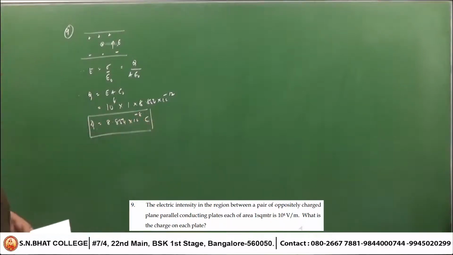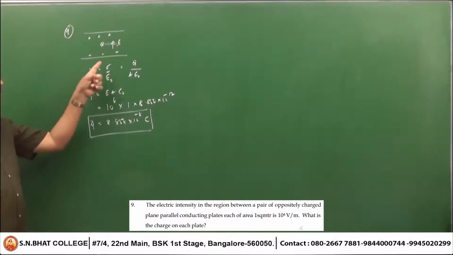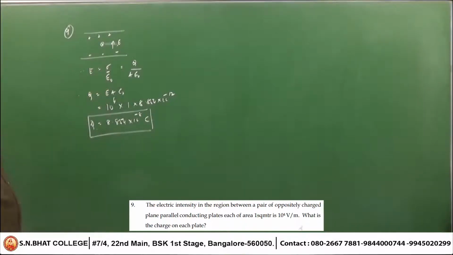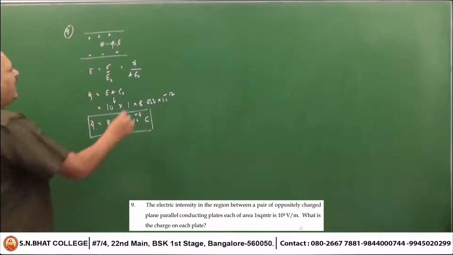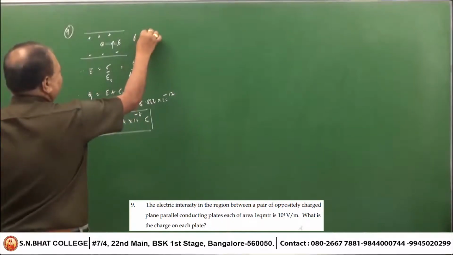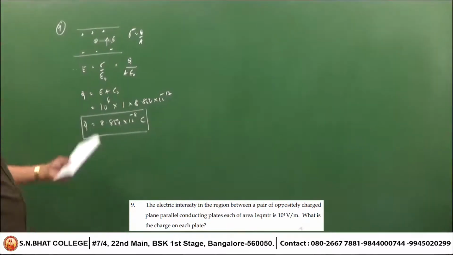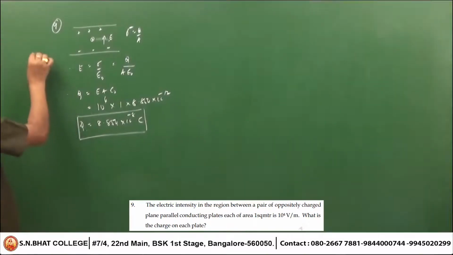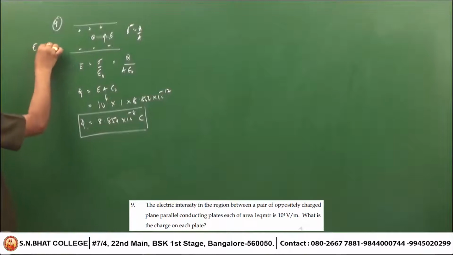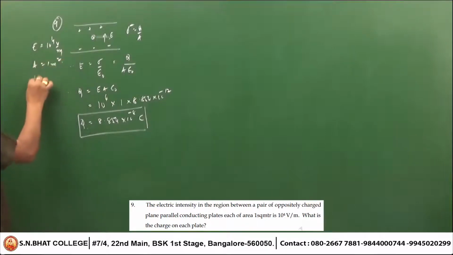That's the charge on each plate. Okay, remember this well. The electric field between a pair of oppositely charged plates is equal to so much, and you know that the surface charge density is given by the formula Q by A, charge by area. He has given everything. He has given the electric field as 10 to the power of 4 volt per meter, he has given the area as 1 meter square, and he has asked you to calculate Q.